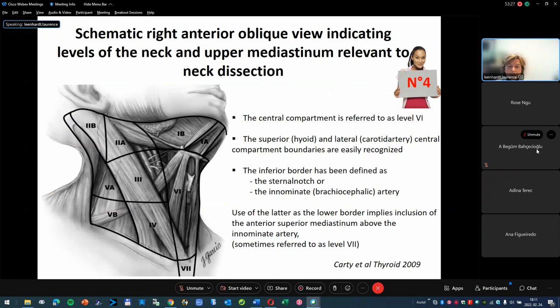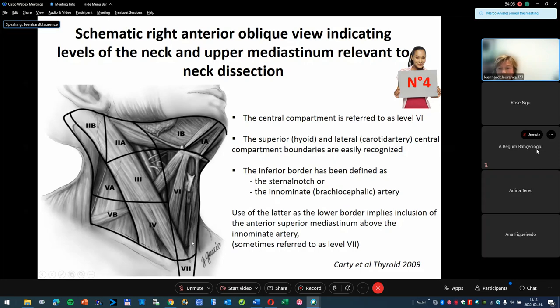And Carty published this schematic, a right anterior oblique view, indicating the levels of the neck and upper mediastinum relevant to neck dissection. So this one is very important for the surgeon. The central compartment is referred to as level 6. The superior boundary, the hyoid bone, and the lateral boundary, the carotid artery, are easily recognized. The inferior border has been defined as the sternal notch or the innominate brachiocephalic artery.